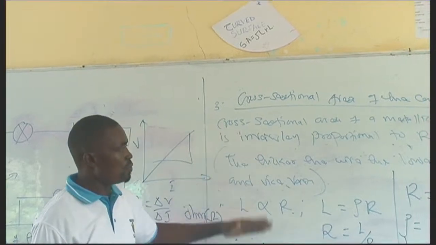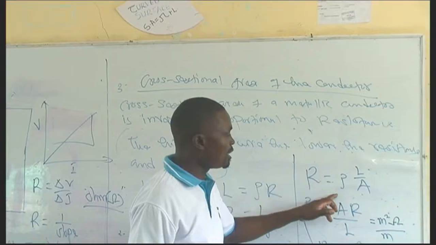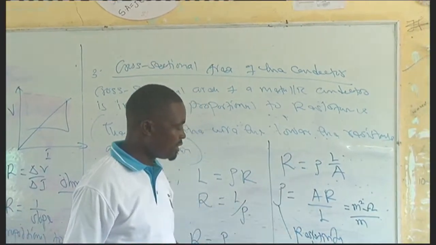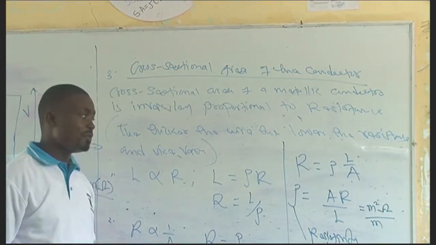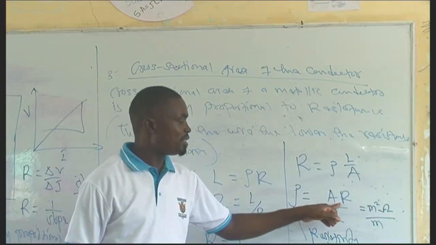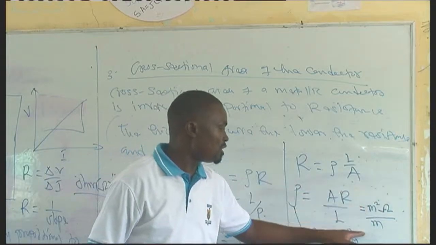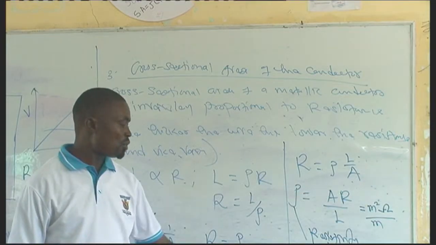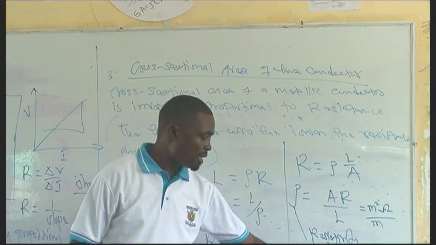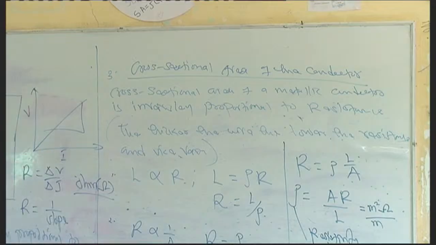Then if you combine those, we come here. This constant quantity is called resistivity. Resistivity is given by cross-sectional area times resistance divided by length, and its SI unit is ohm meter, written as ohm meter.